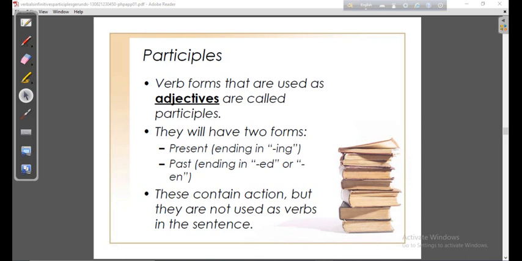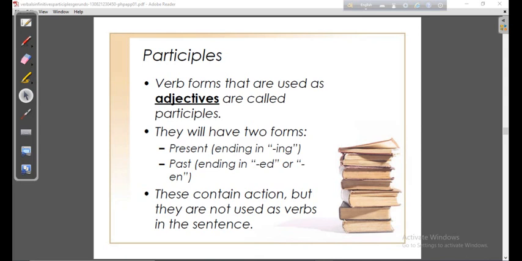So participle is one of the verbals, and it is actually a verb form, especially the ing form, that is called present participle, and the other form is past participle. Present participle and past participle. So they have two forms: present ending in ing and past ending in ed or en. So what is a participle?